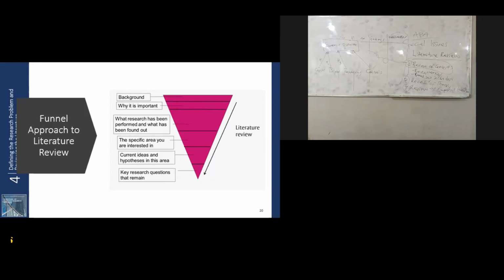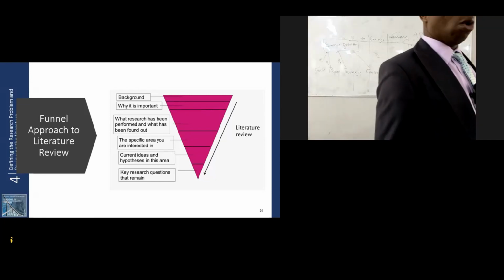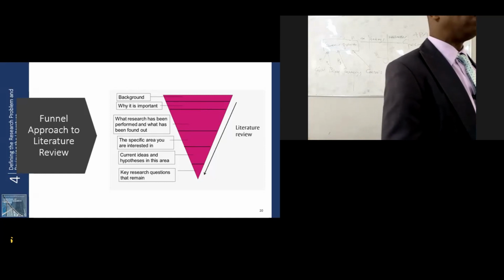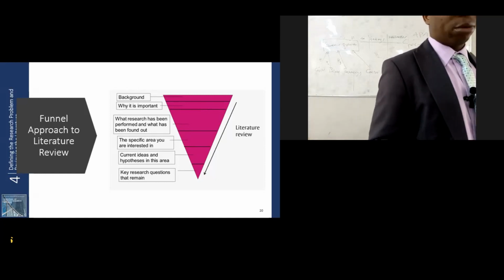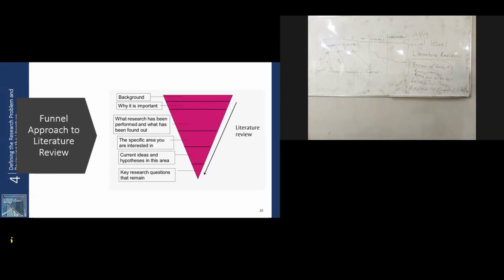Then you narrow down back to what? Your key research questions that remain after the literature review. In other words, you are now talking about the gaps. So it is most often better to conclude the literature review by indicating the gaps that you have found, which your work is now going to fill. Okay?